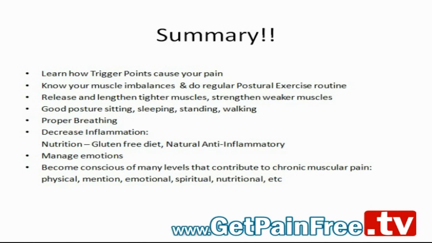So in summary, learn how trigger points cause your pain and how to treat them. Know your muscle imbalances and do regular postural alignment exercises. Release and lengthen your tighter muscles. Strengthen your weaker ones. Learn what it means to have good posture sitting, sleeping, standing, and walking. Learn how to properly breathe. Belly breathing. Decrease inflammation in your tissues nutritionally, with a gluten-free diet, natural anti-inflammatories are great. Ice is helpful. Manage your emotions better and become conscious of the many levels that contribute to your chronic muscular pain, physically, mentally, emotionally, spiritually, and nutritionally, etc.